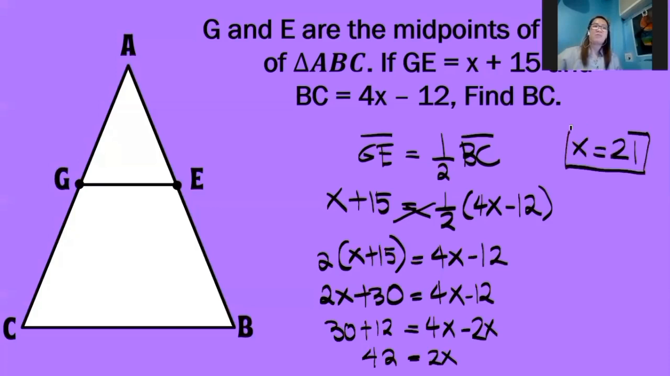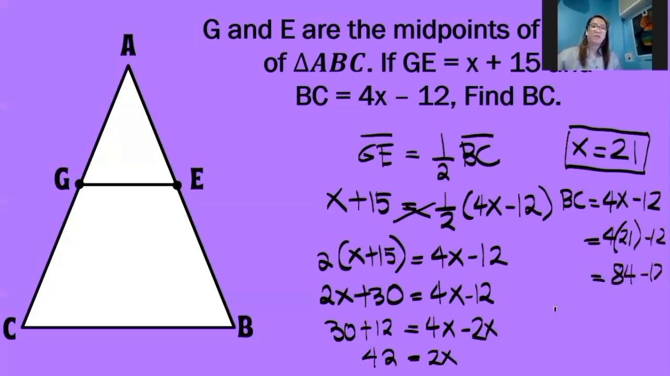Now that we have the value of x, which is equal to 21, we can now find the value of BC. And BC is equal to 4x minus 12. Replace x with 21. 4 times 21 minus 12, and you will have 84 minus 12. Now, the length of BC is equal to 72 units long.